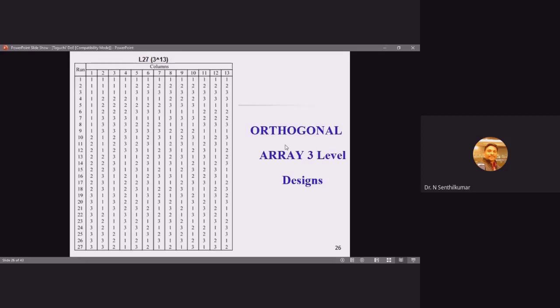So for 3 level L27, you can see parameter 1, parameter 2, parameter 3 until parameter 13. Here it includes some interaction effects also.